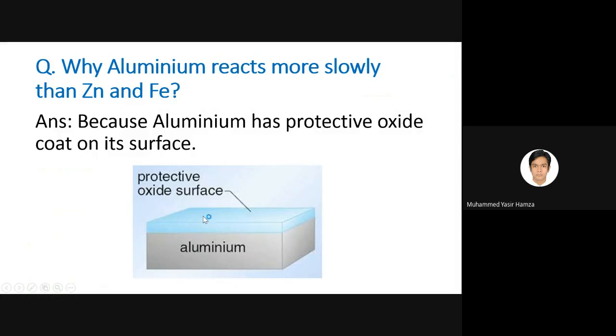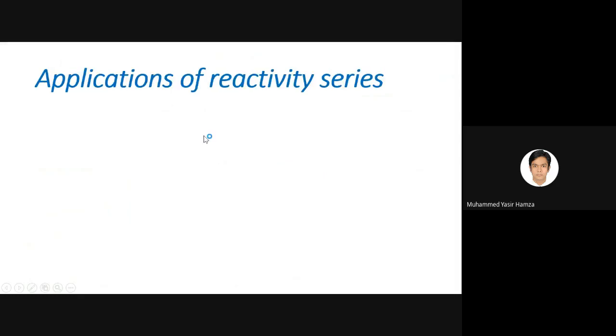So that's why it finds it very difficult to react with acid and water. That's why aluminum reacts more slowly than zinc and iron. If we can remove this surface, then this aluminum can react with acid or water faster than iron and zinc. Okay, so it is a very important question, and I hope everybody has understood this topic.